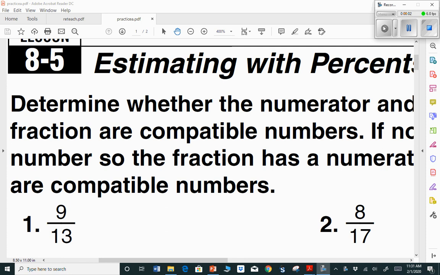Pre-Algebra, Lesson 8-5, Estimating with Percent.